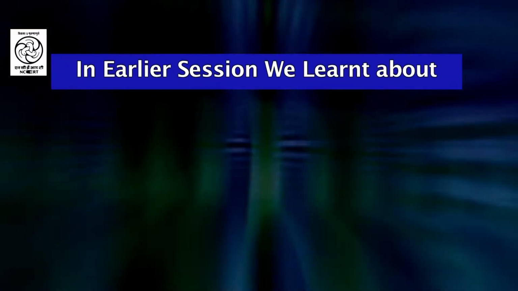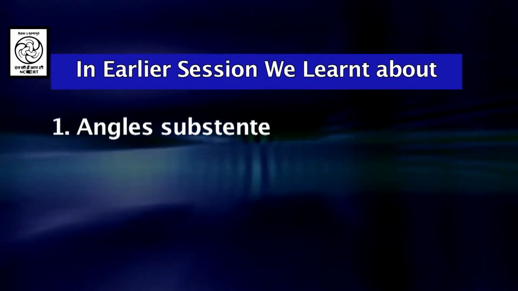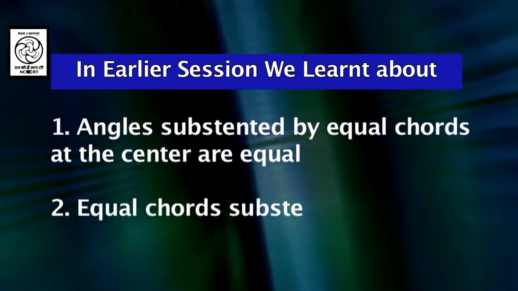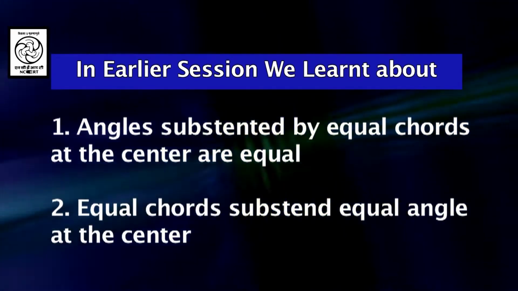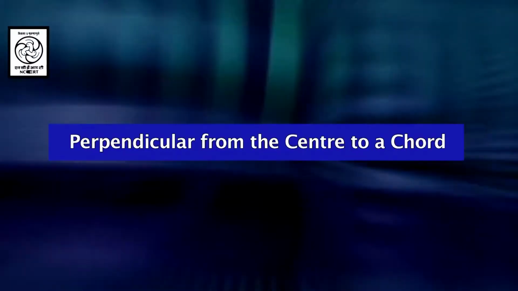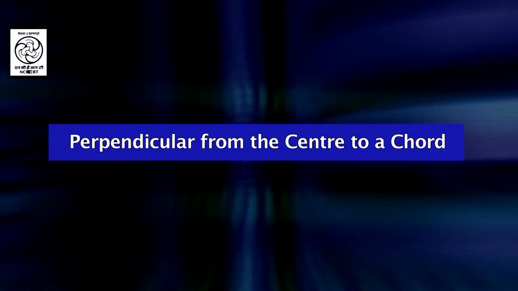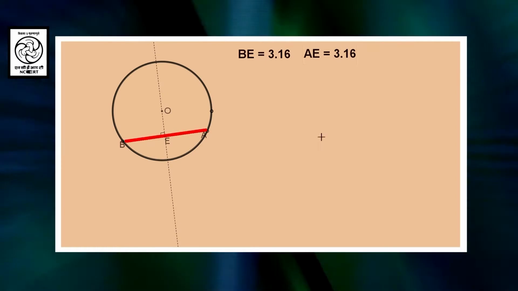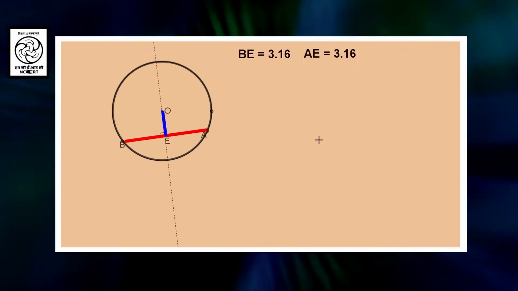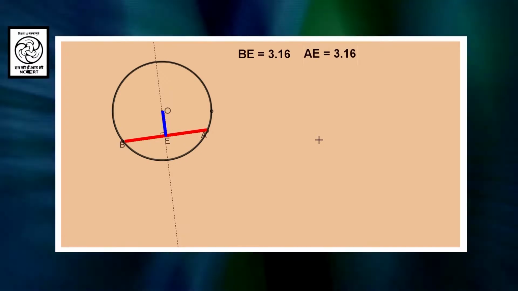We have learned that the angles subtended by equal chords at the center are equal, and equal chords subtend equal angles at the center. Now, let us move forward and see what happens if we drop a perpendicular from the center to a chord. In the figure you can see that AB is a chord and we draw a perpendicular OE from the center O of the circle.